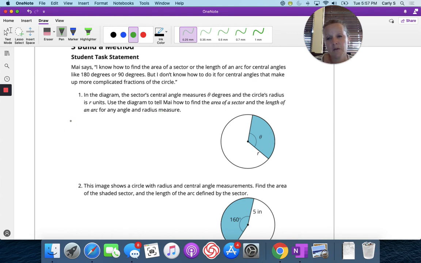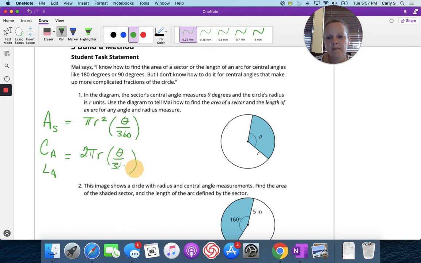Well, if we're doing the area of the sector, we do pi r squared times theta over 360. Okay, and then the length of the arc, the circumference of the arc, whatever, is 2 pi r times theta over 360. Okay, that works for both of them.